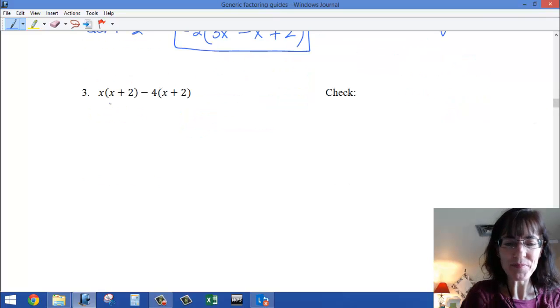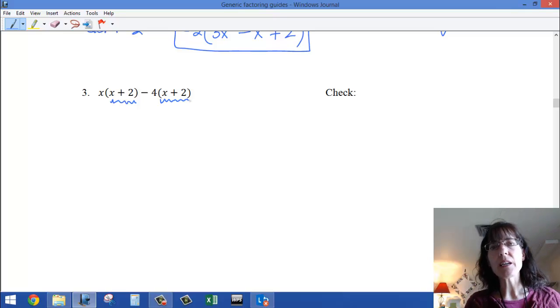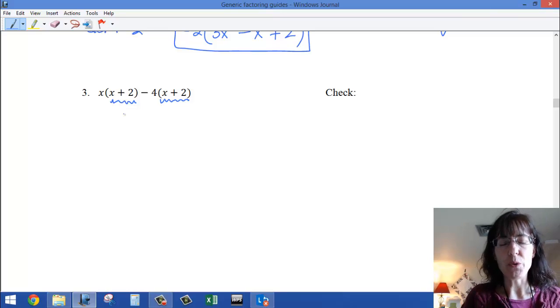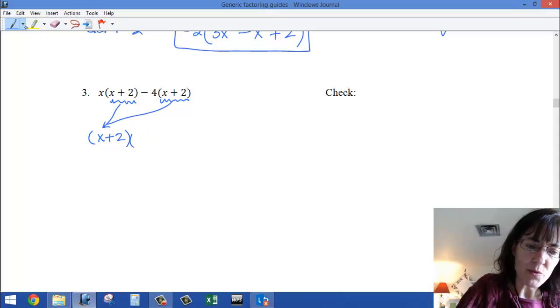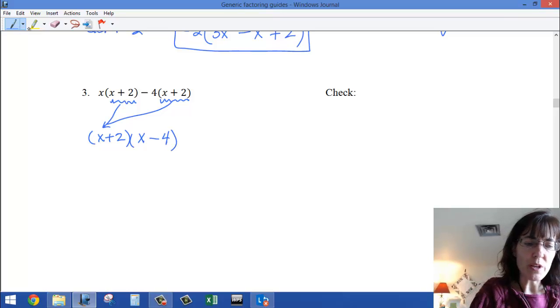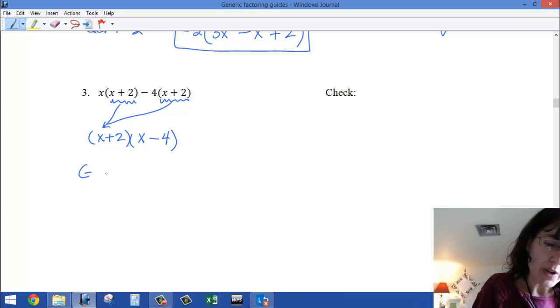Number 3. Here I have something unusual, but I see that this x plus 2 is my greatest common factor. So I have an x plus 2 on both, and I'm going to pull that out as my greatest common factor. So I have an x plus 2, and what I have left is going to be everything else, the x minus 4. Now I want to show you that one more way, because if I decide that my greatest common factor is that x plus 2, what I was showing you before will still work.